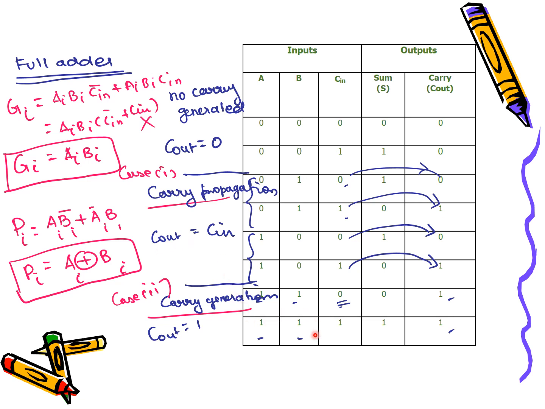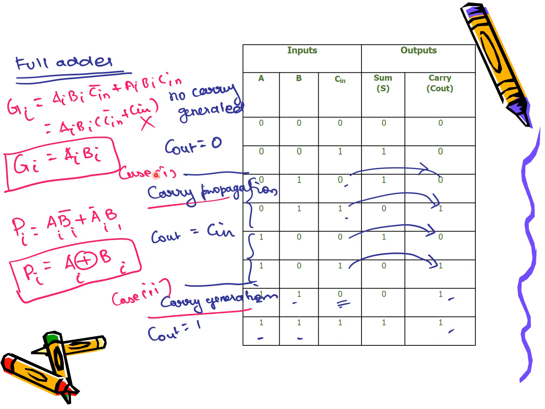And for the last 2 cases, when both the inputs are high, irrespective of your previous carry, whether it was generated or not, your final carry is getting generated. So the carry is surely generated for this set of inputs, so Cout is equal to 1. Even in a 3-bit addition, whether the previous carry is 0 or 1, your carry will be generated.